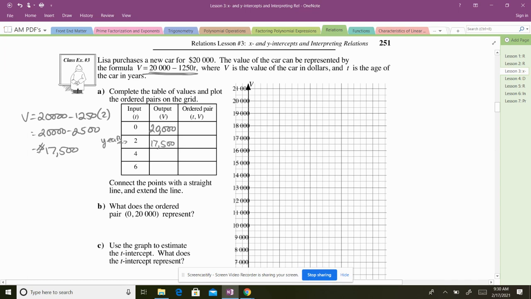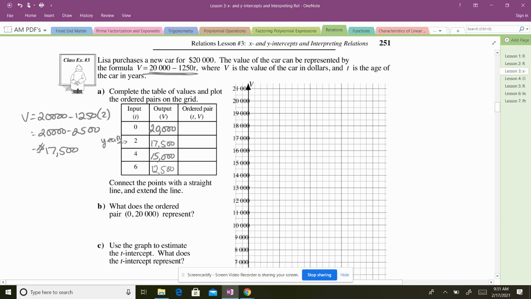So $17,500. How much is it worth after 4 years? Please calculate that. There's a pattern. He sees the pattern. That's okay. Just plug it in. After 6 years, how much is it worth? Whoever said that, good on you. $12,500.